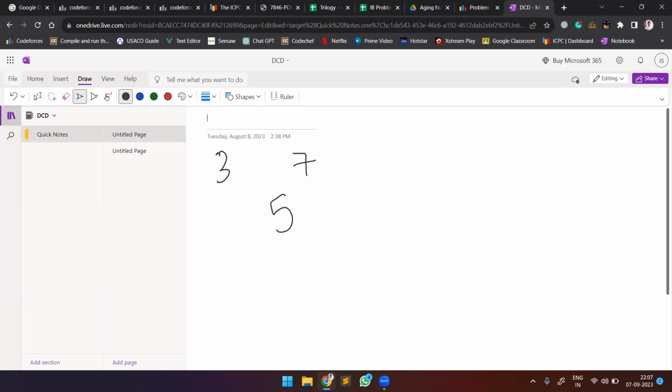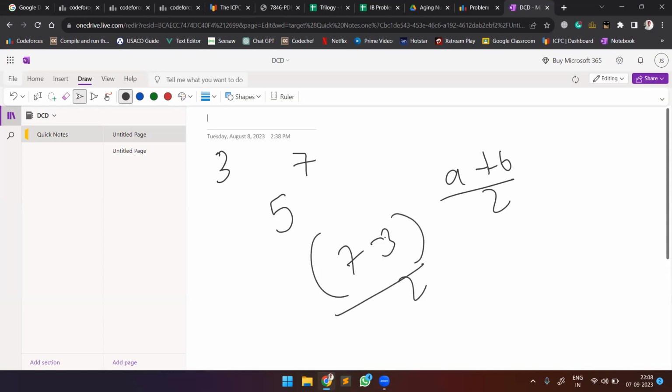So what is the midpoint? A plus B by 2 is our midpoint, and we have to make them equal to this. How much water do we need to shift? We need to shift 7 minus 3 by 2, because if I shift half the difference of the water, they both become equal. So in general, the formula is B minus A by 2. This much water we have to shift.